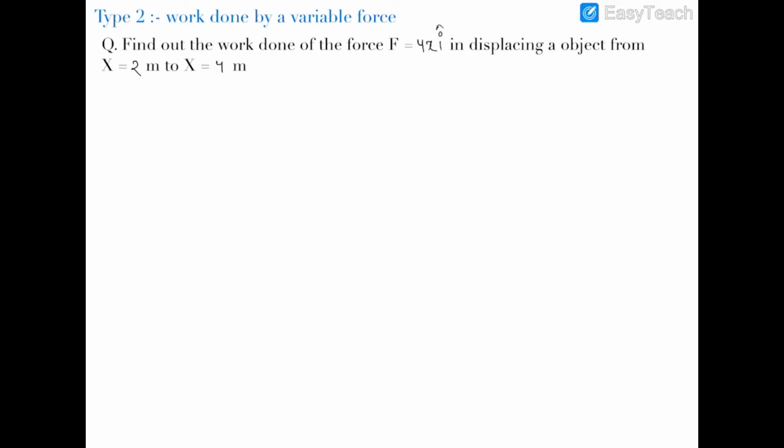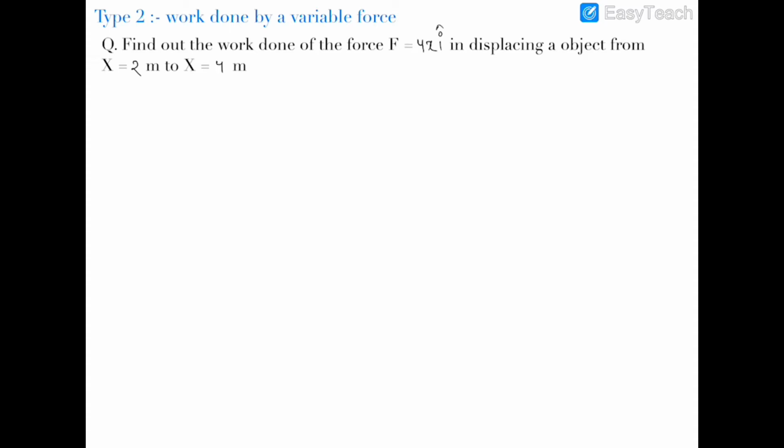In this type 2 of problems, we'll learn about work done by a variable force. So in the first question, we have to find out the work done of this force, which is given as 4x i cap, and this force is displacing the object on the x-axis from x is equal to 2 to x is equal to 4.